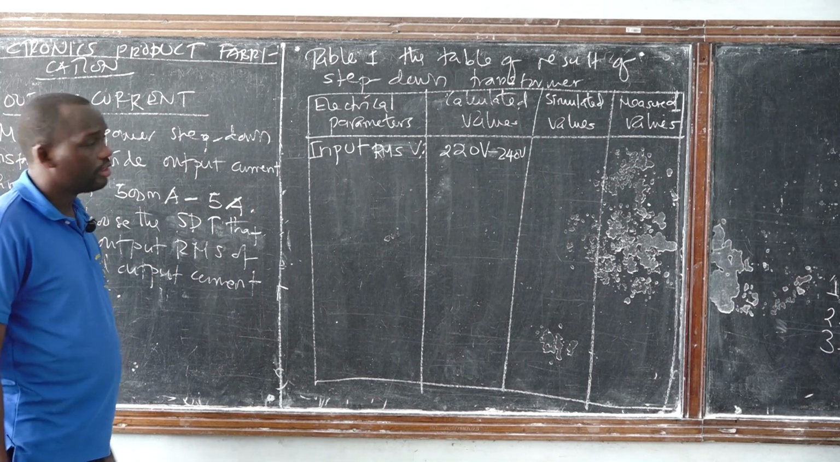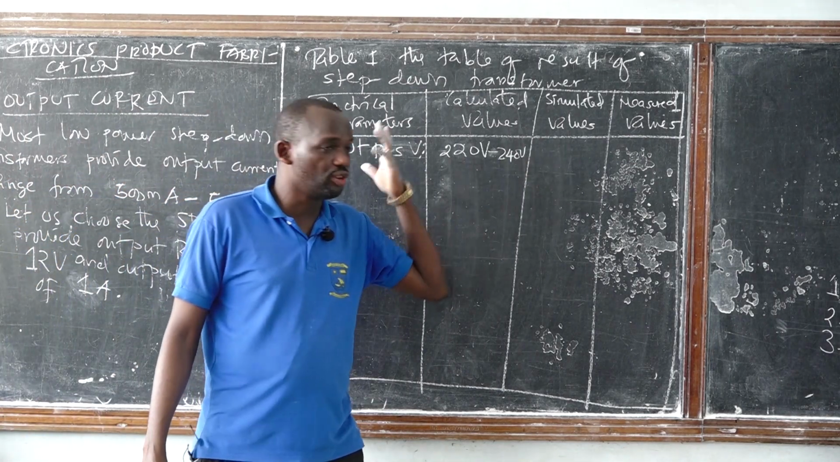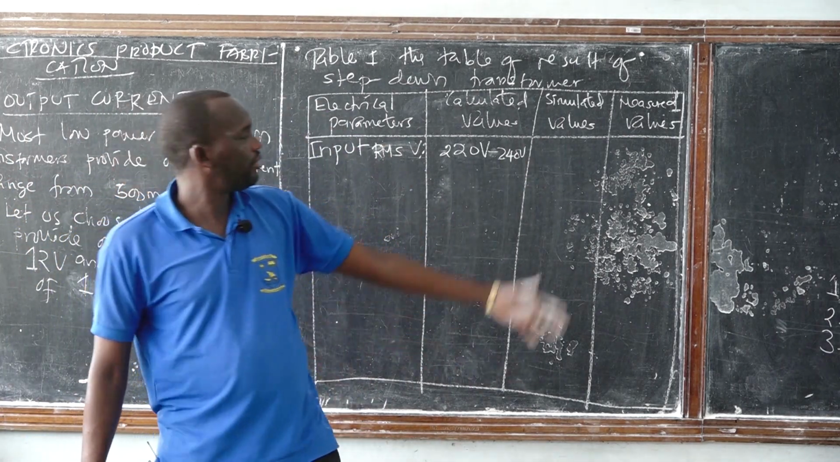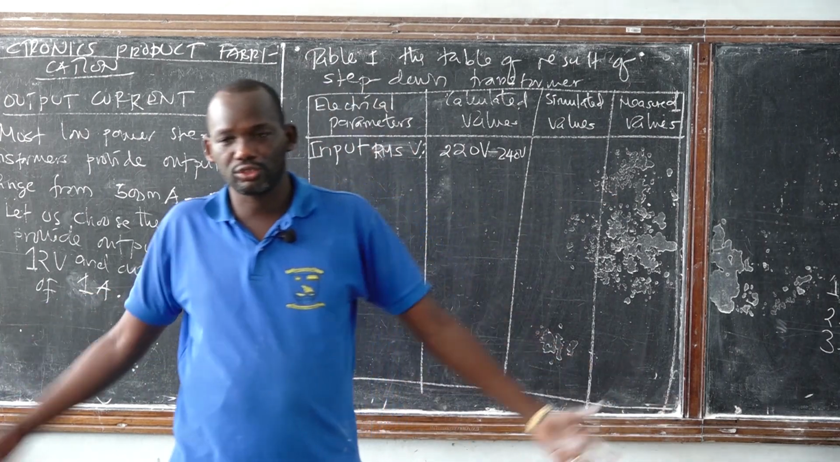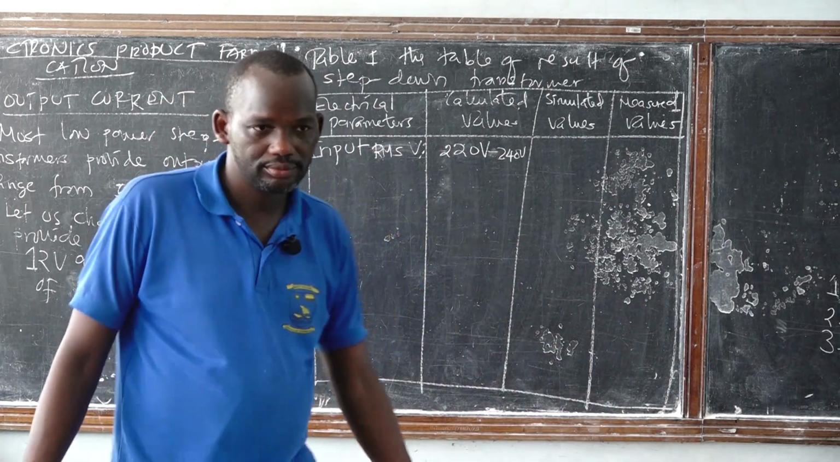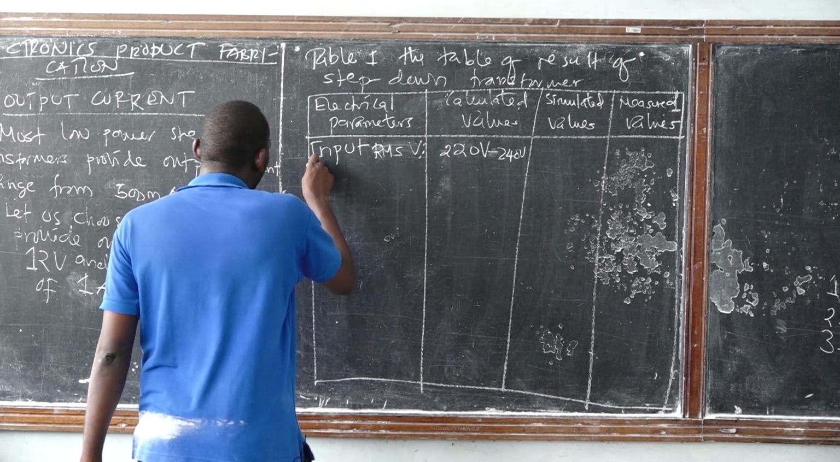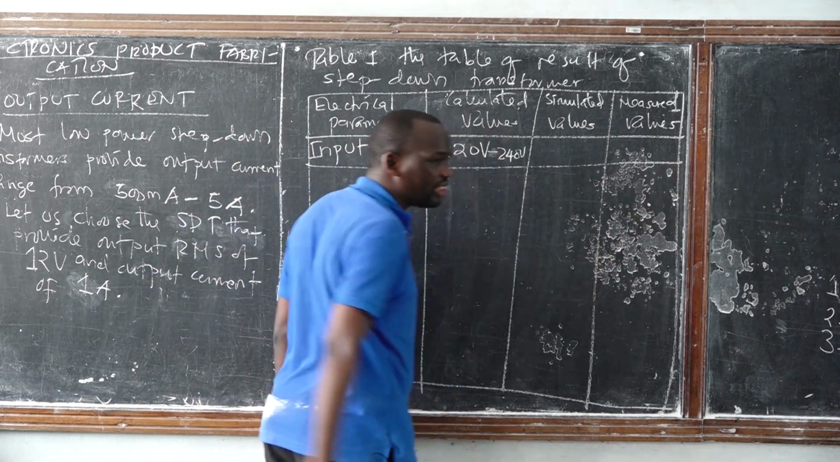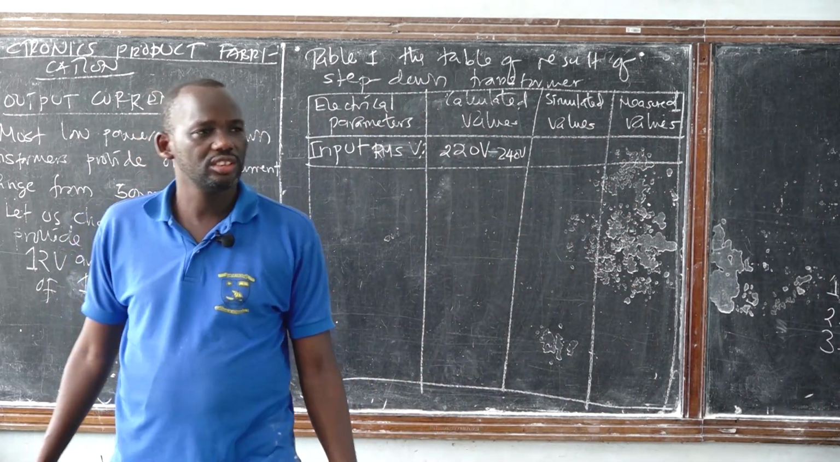Right? Do we have simulated values? No, we don't have them yet. Do we have measured values? We don't have them yet. We'll measure and fill that part. The next parameter, mention it, because you have understood. Have you understood what I taught you?